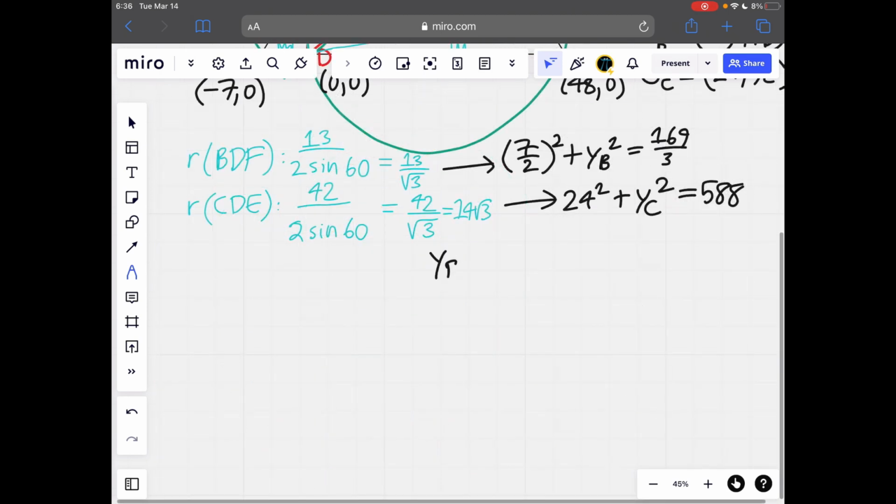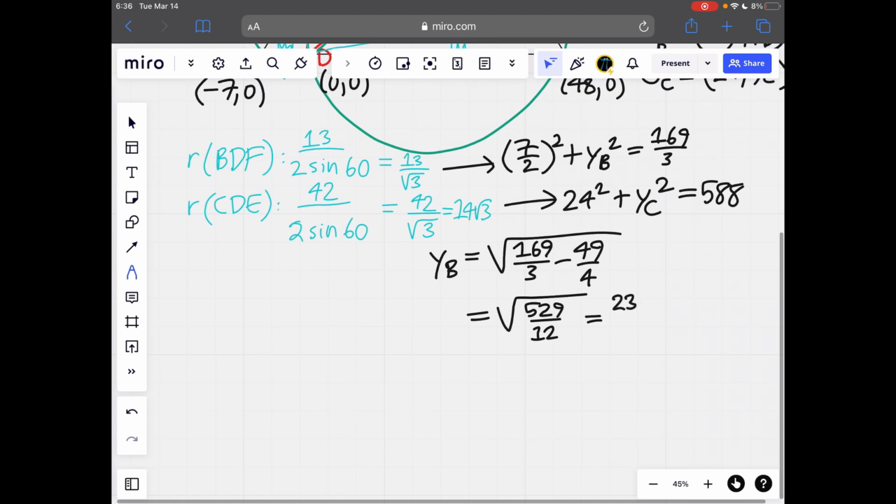So we can find that YB is equal to the square root of 169 over 3 minus 7 over 2 squared, which is 49 over 4. And this is equal to the square root of 529 over 12, which equals 23 over 2 root 3, or 23 over 6 times the square root of 3. And we get YC is equal to the square root of 588 minus 24 squared, which is 576. That's just equal to 2 root 3.